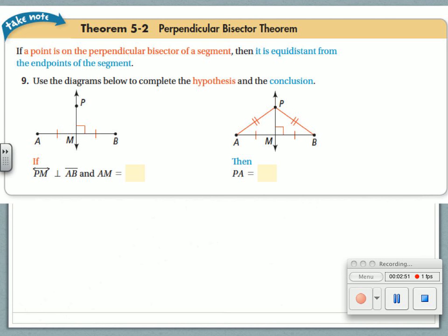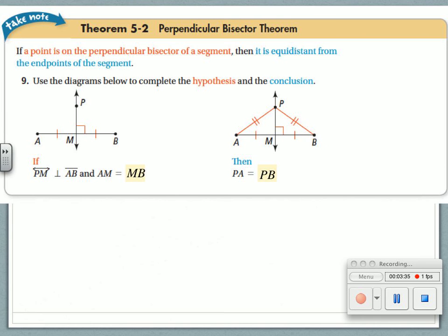So if you look at the first diagram on the left, the hypothesis says if a point is on the perpendicular bisector of a segment, segment PM bisects segment AB, and AM is equal to MB. So therefore, the point P is on the perpendicular bisector. It is equidistant from the endpoints of the segment. So if I were to draw a line from PA and from PB, those two segments would be equal. So PA equals PB. So that's all theorem 5.2 says, that if I have a point on the perpendicular bisector of a segment, then it is equidistant from the endpoints of the segment.